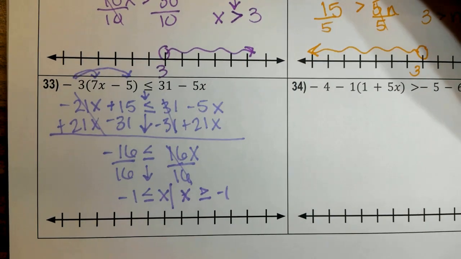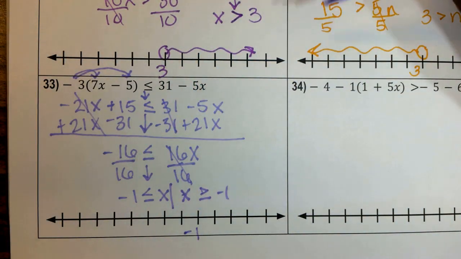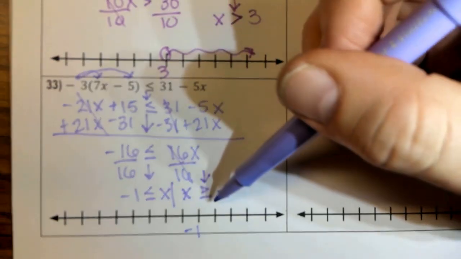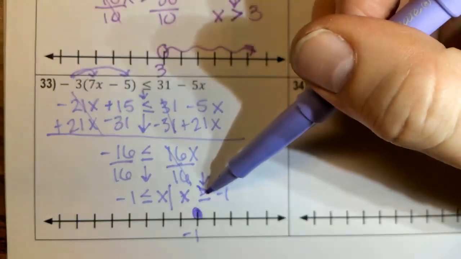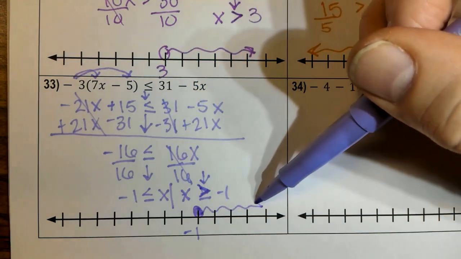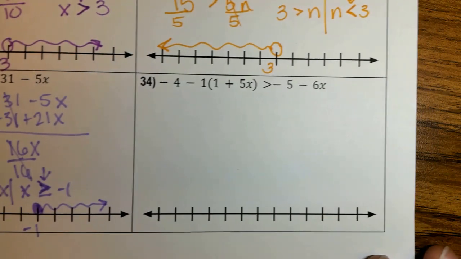Okay. And so then I can put negative 1 wherever I want to. My inequality on this one is underlined, so now I have a closed circle. And greater than goes to the right. And that's my answer. And last question.